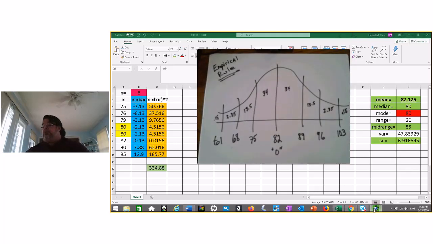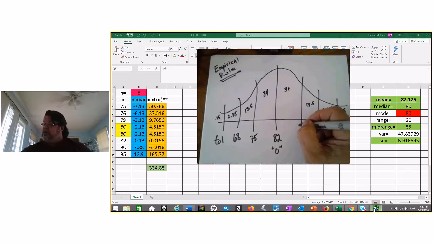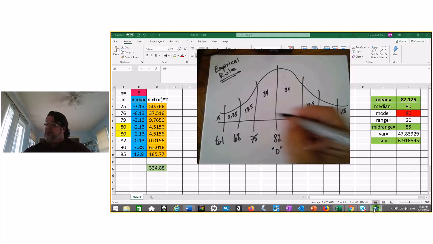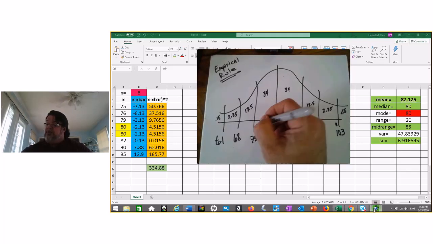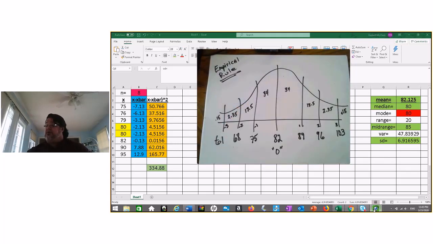The empirical rule says that these percentages are going to lie within these standard deviations. This is one standard deviation. This is 2 standard deviations. This is 3 standard deviations. This is minus 1 standard deviation, minus 2 standard deviations, minus 3 standard deviations.